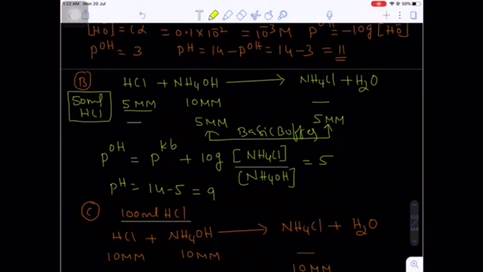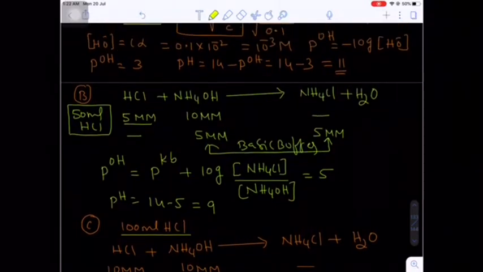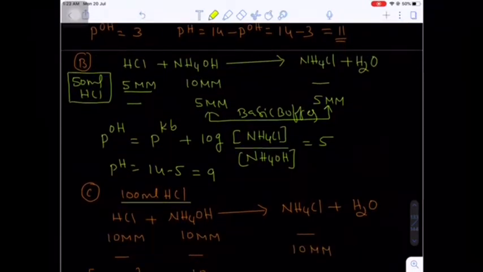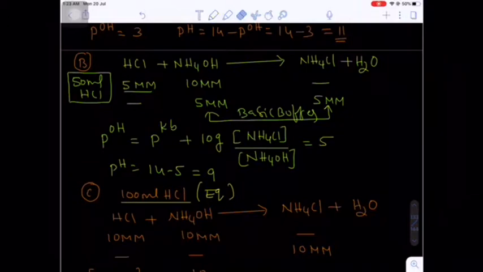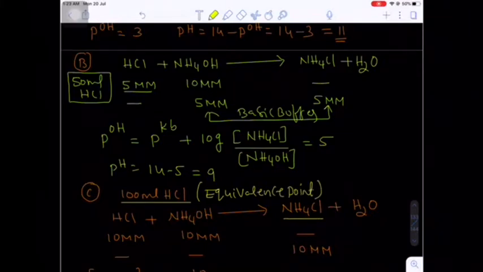Now here 4 cases we completed. In the beginning, what is the case? Only NH4OH is present in the beaker. Okay. Now in the second case, buffer formation takes place, that is before equivalence. Now this is the equivalence point. This is the equivalent point.